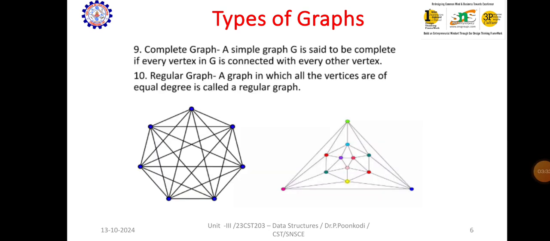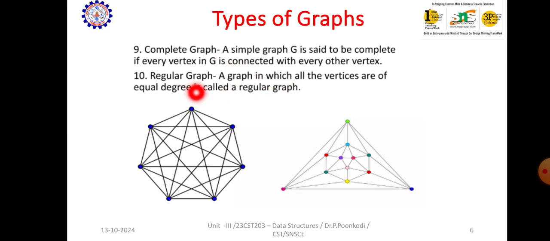Okay. The next one is the complete graph and regular graph. The complete graph is a graph in which each and every vertex is connected. Say for example, you can consider this dot. It will have the 6 edges. 1, 2, 3, 4, 5, 6. Each node is connected, so if I have n vertices, then n minus 1 edges will be there on each vertex. That type of graph is called a complete graph.